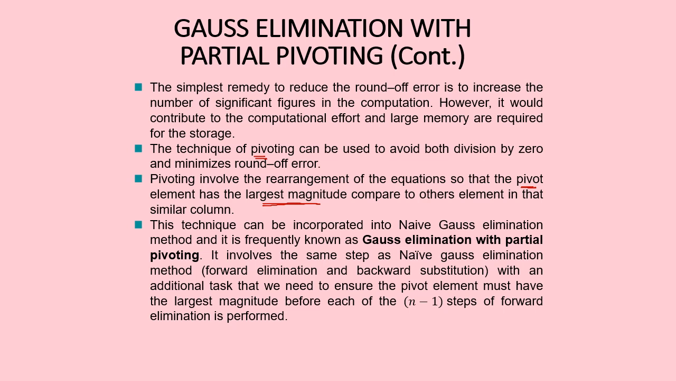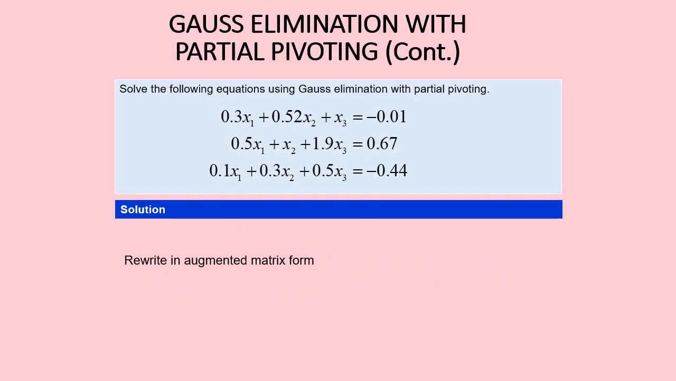It involves the same steps as the naive Gauss elimination method, that is forward elimination and backward substitution, with an additional task, that is we must ensure our pivot element has the largest magnitude before each of the n-1 steps of forward elimination is performed. So, for better understanding, let's try one example. Solve the following equations by using Gauss elimination method with partial pivoting.